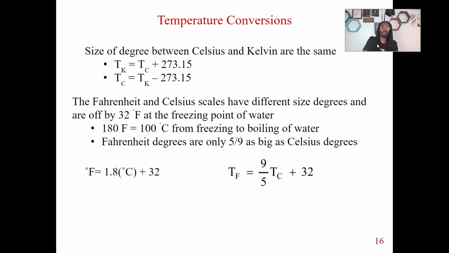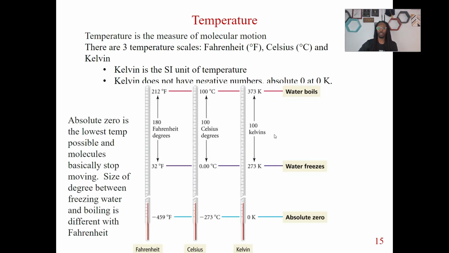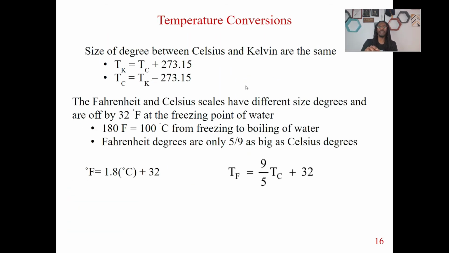Now, speaking of temperature conversions, let's talk about it. Like I mentioned before, the size of the degree between Celsius and Kelvin are the same. They're the same, so it's super simple to convert Kelvin to Celsius. If I want to find my temperature in Kelvin, I have to do my Celsius plus 273.15. This will help me convert to Kelvin.